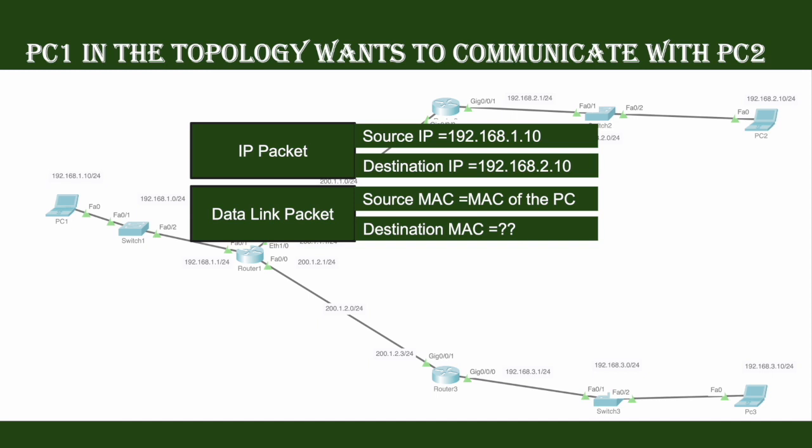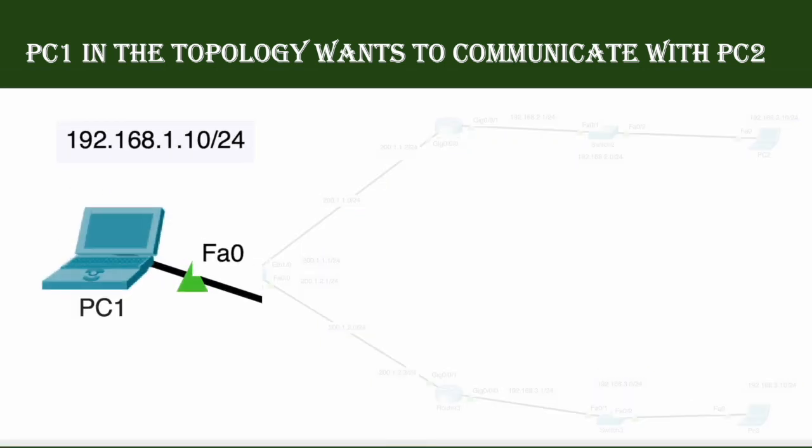Let's get into it. So here, let's take a deeper look at PC1. As I told you, we are going to get deeper and deeper into each one of the nodes in the network. First, we will see the PC, then we will see the switch, then we will see the router, and how the next router gets the information and so on. So let's start with PC1. PC1, as I mentioned, is the source.